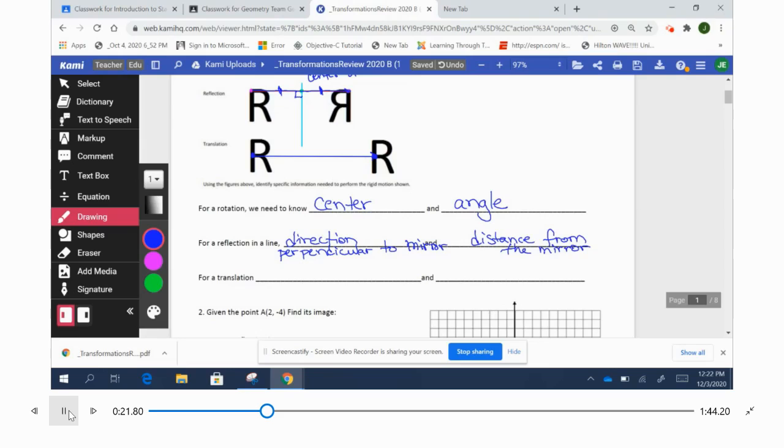For translation, we just need a distance and a direction to travel. Last year we talked about vectors, directed segments, that kind of got left off this year. So we're just going to say the distance that it's traveling and a direction. Watch out for that distance part. If it's straight across, that's easy, but if it's at an angle, we might have to do the Pythagorean theorem to get the distance. So just keep that in mind as you go through this.